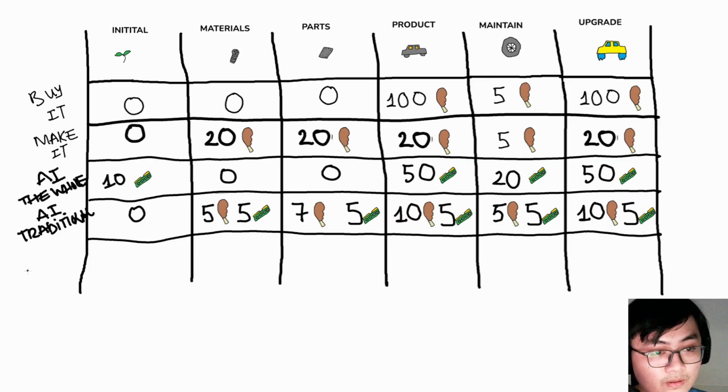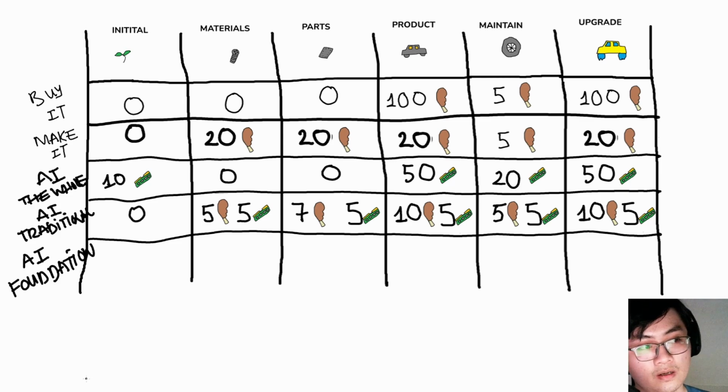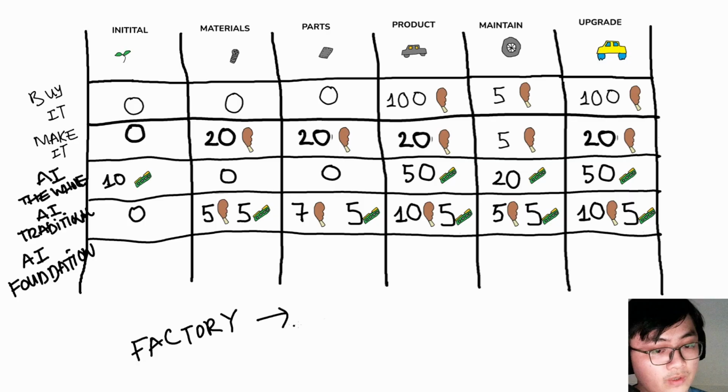It should be the AI, we call it the AI foundation. In the AI foundation, we will have the initial cost. So we call the AI to make us a factory. It's like a factory to create this one and this one.